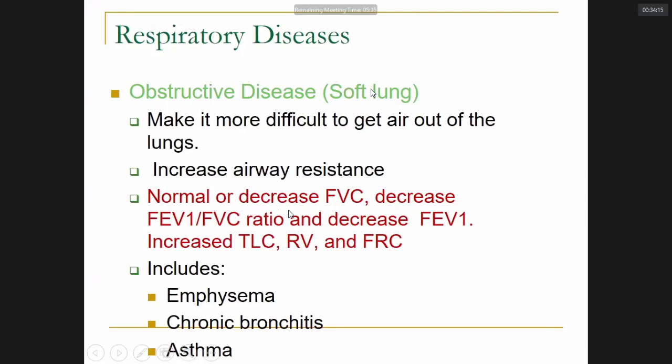Hence, there's a normal or decreased FVC, a decrease in FEV1/FVC ratio, a decrease in FEV1 itself, but there's an increase in TLC, RV, and FRC. Can anyone from you tell me why there's an increase in TLC, RV, and FRC? बेटा जिसको आंसर आता है वो चैट में मुझे बताए जरा, क्योंकि साउंड में थोड़ा मसला है। मेरे एयर पीस में मसला है, आवाज जा रही है, लेकिन आप मुझे चैट में बताएं कि व्हाई देयर इज इंक्रीज इन TLC, RV, FRC, कोई बताएगा?